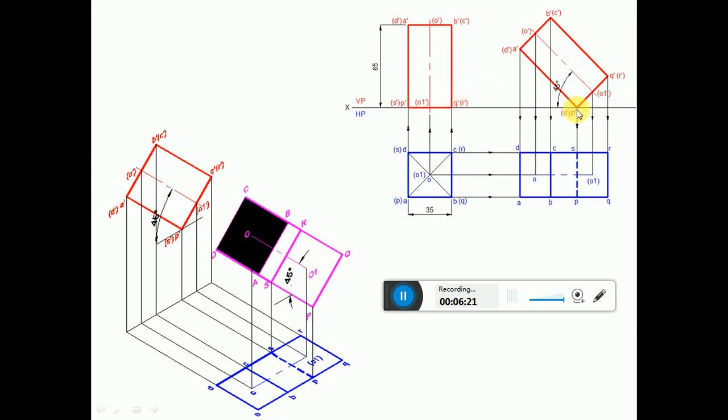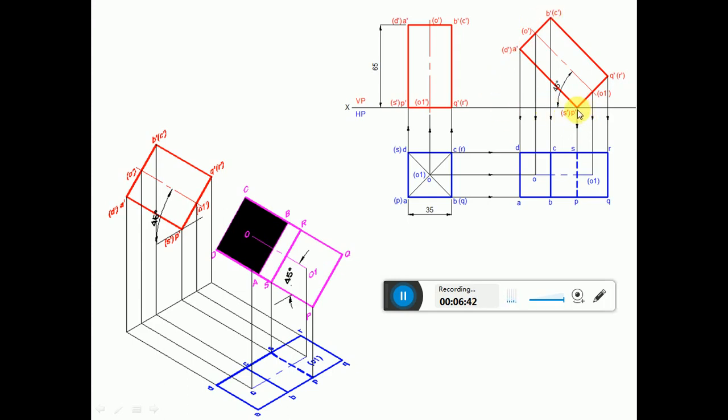Now since it is resting on this, since the axis has to be inclined, and both the axis and this A dash P dash are parallel, if I rotate A dash P dash by an angle of 45 degrees, then automatically that axis will also be inclined at 45 degrees because both are parallel.